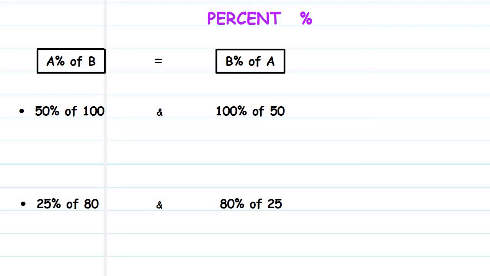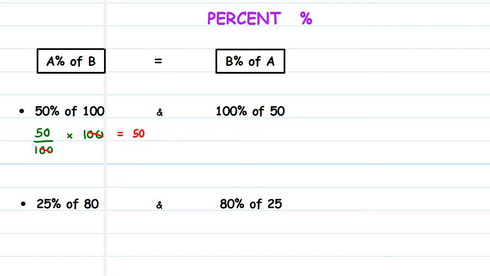Now let's talk a little more about percent of. When you have A percent of B, it's actually the same thing as B percent of A. Let's take a look. Let's try 50% of 100 and 100% of 50. 50% means 50 divided by 100. Of means multiply. 100 means 100. And we can simplify this. We will get 50 here.